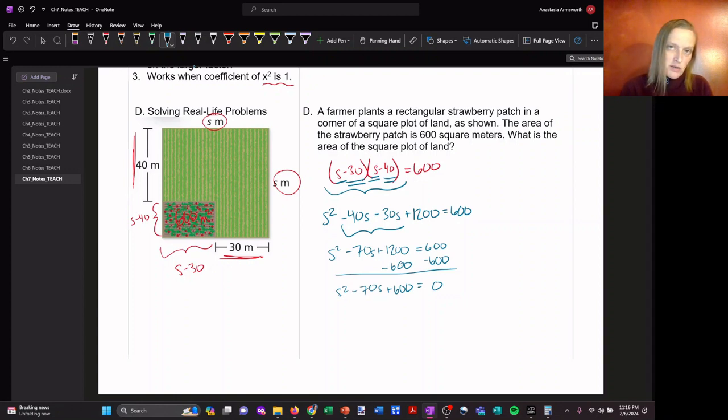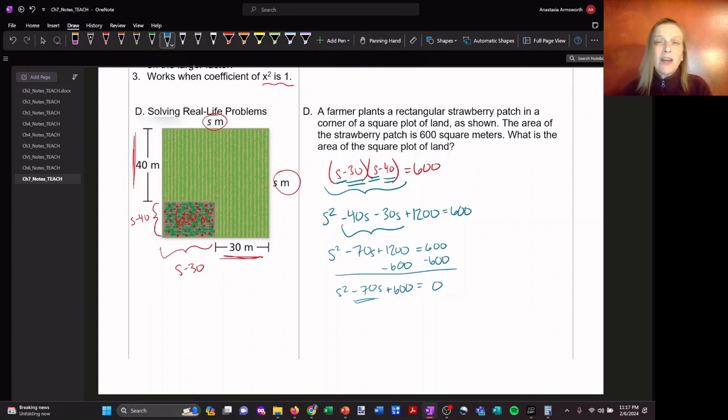Now, if I want to solve this, remember the trick for solving polynomials is to use the zero property. If you have a multiplication problem equal to 0, one component of that multiplication problem must be equal to 0. So I need to turn this polynomial into a multiplication problem, just like we've been doing in the previous examples. How do I turn this into a multiplication problem? I need to think of the factors of 600. And because my b value here is negative, both of my factors are going to be negative.